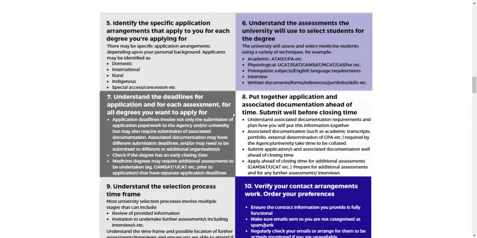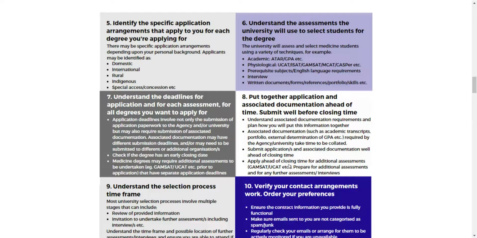The seventh step talks about understanding the deadlines, and it's important to understand that there are not only application deadlines, but the submission of associated documentation may also have its own deadlines. So make sure you understand the specifics of all of that and understand exactly when and where you have to put that application.